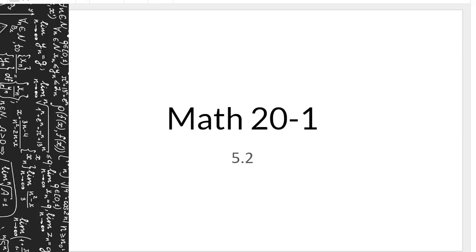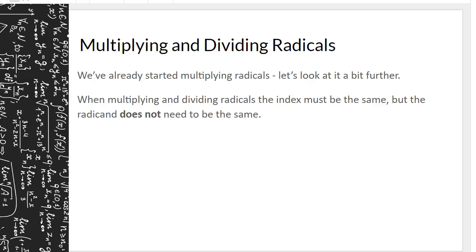Alright, and here we go with 5.2, where we're expanding upon that idea of multiplying and dividing radicals. Now, we've done a few of these already in simple forms. We're just going to continue expanding upon this idea. When multiplying and dividing radicals, the index must be the same, but the radicand does not need to be the same.